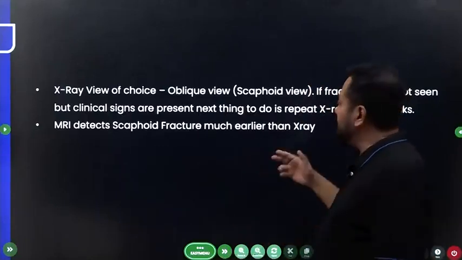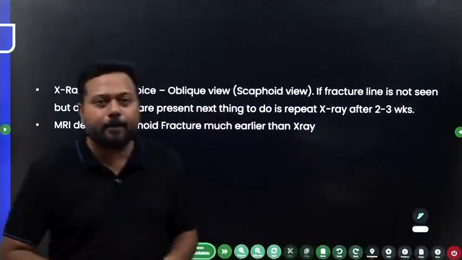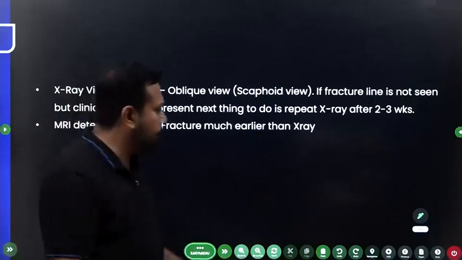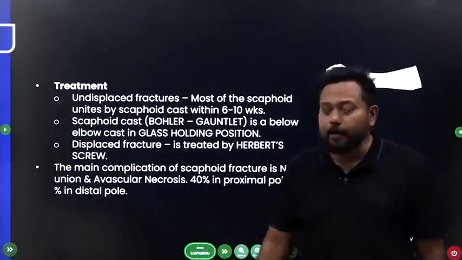MRI detects scaphoid fracture much earlier than X-ray. So if they ask the investigation of choice, vote for MRI. MRI is the better investigation than X-ray.